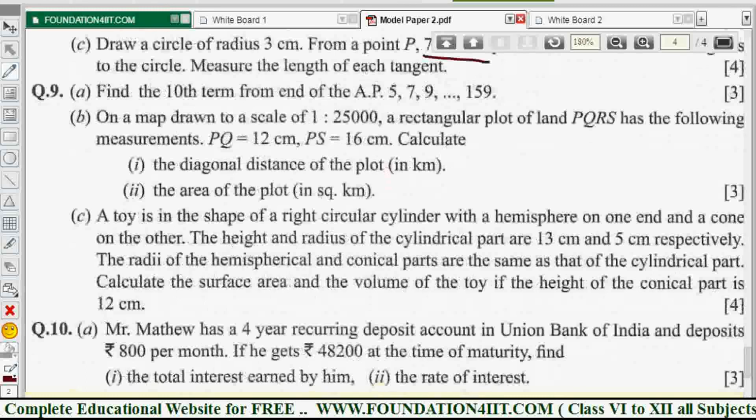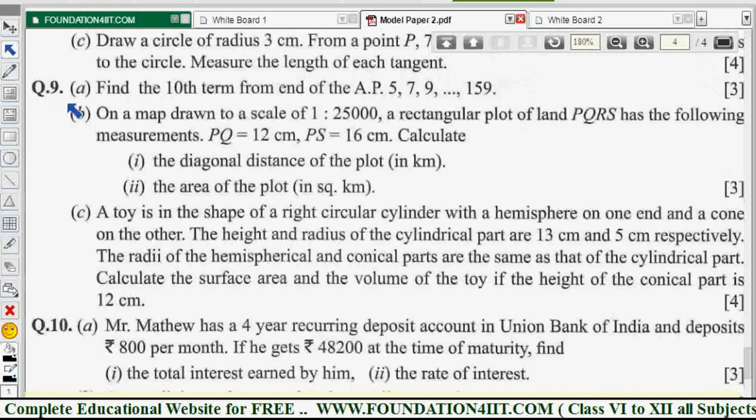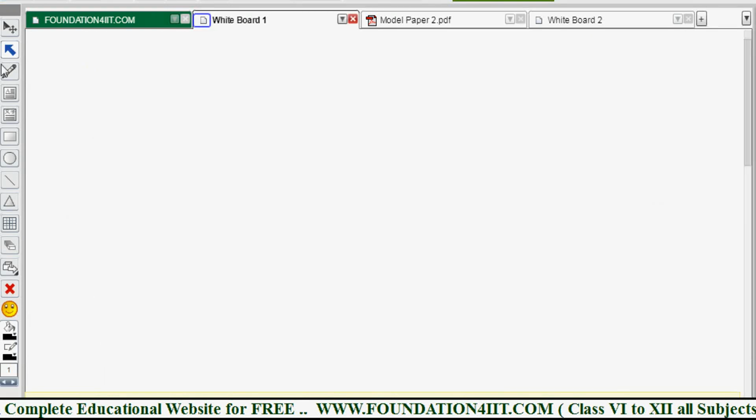Now let us see question number 9 and let us solve these problems. In question number 9, the first one is from progressions. The question is: find the 10th term from the end of the series 5, 7, 9, and so on, 159. So how to find the term from the end? We use the formula for the nth term from the end. Let me show you the formula and solve the problem.